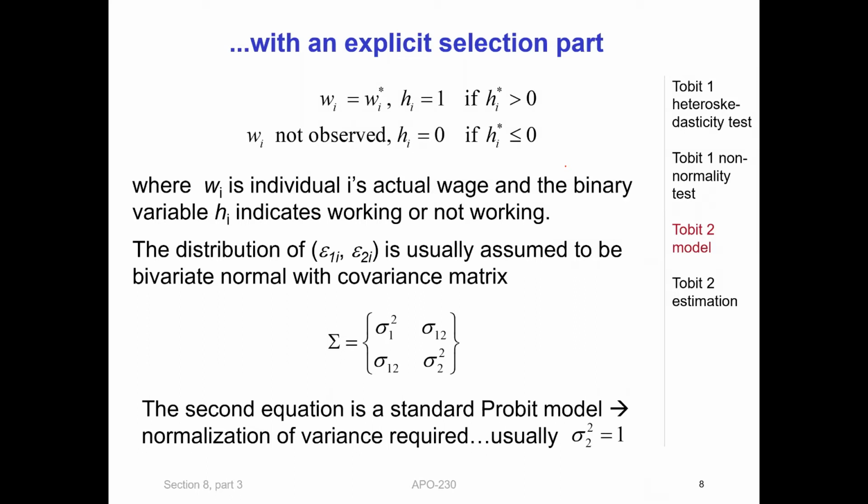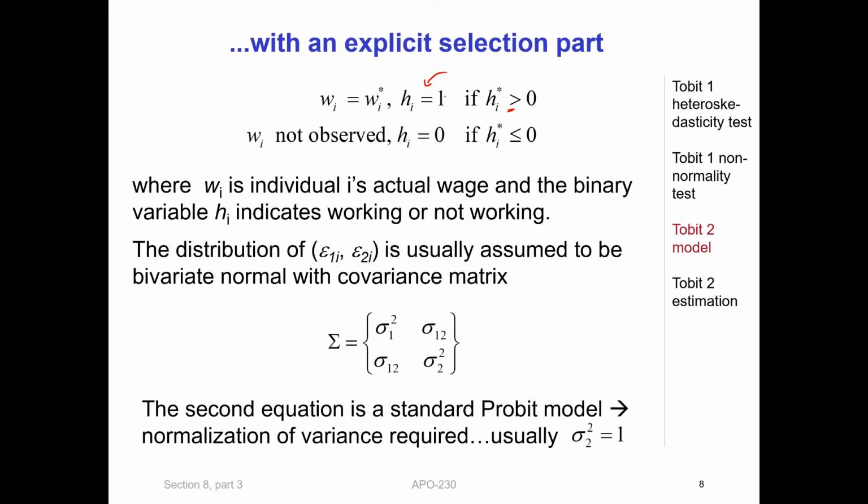Now let's take it slowly, step by step. So we've seen on the last slide that hi star is now the latent variable to determine whether the person will work or not, right? So if hi star is larger than 0, then hi would be 1.